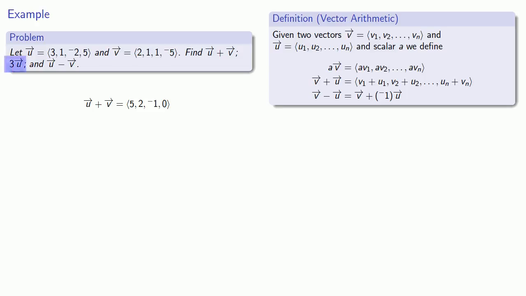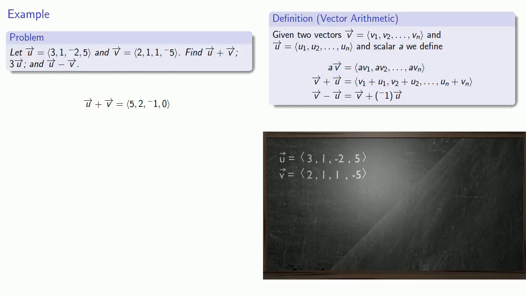What about the vector 3u? This is a scalar multiple, so checking our definition, we see that we want to multiply every component of our vector by the given scalar. So the vector 3u is going to be found by multiplying every component of the vector u by 3. We'll multiply the first component by 3, that gives us 9. We'll multiply the second component by 3, that gives us 3. We'll multiply the third component by 3, that gives us -6, and we'll multiply the last component by 3, that gives us 15. And so our vector 3u is going to be (9, 3, -6, 15).